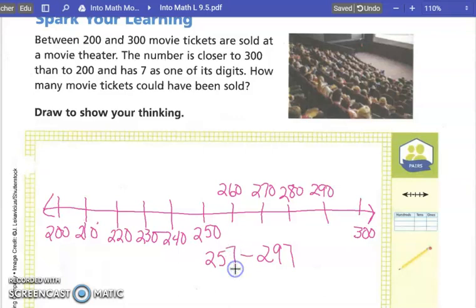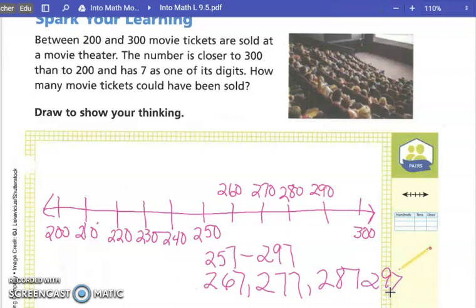Okay? So it could be 257, right? It could be 267. It could be 277. It could be 287 or 297. Okay? Sorry, I got my eraser. We're going to put 257 down there.